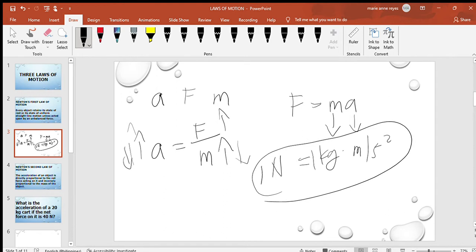So that is Newton's second law of motion. Newton's second law of motion is the essential idea of his work on motion. According to this law, there is always a relationship between the acceleration, your net force, and the mass of an object.